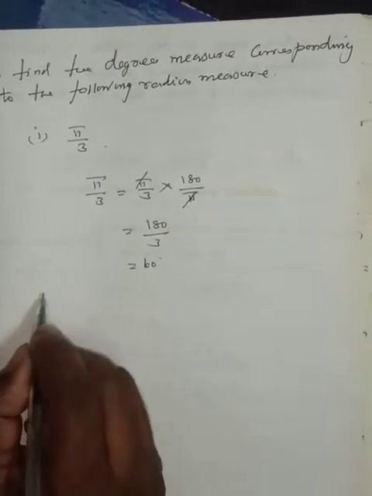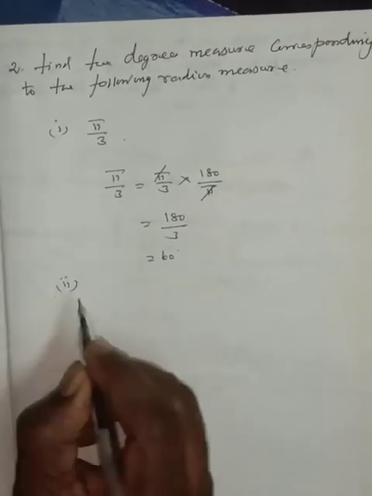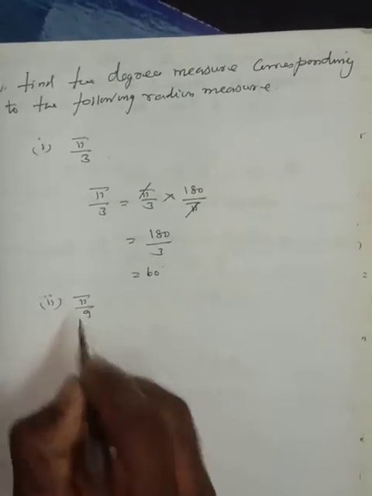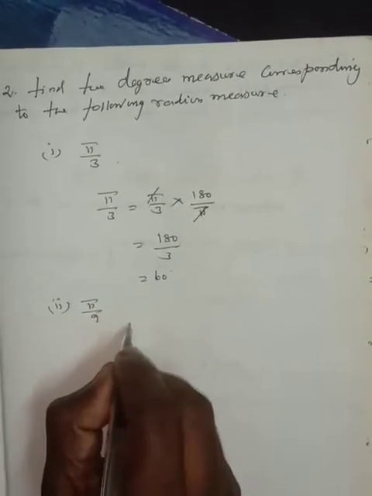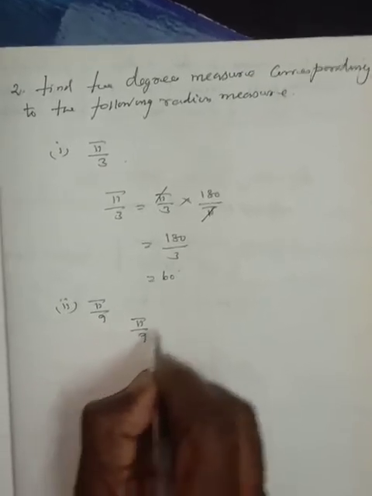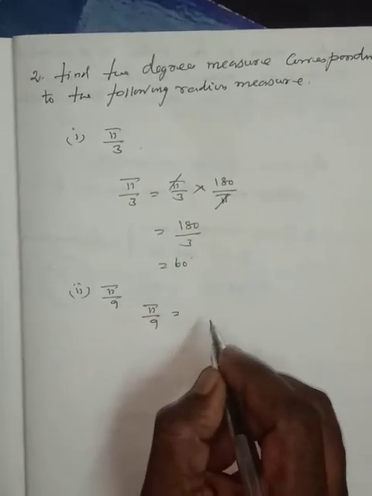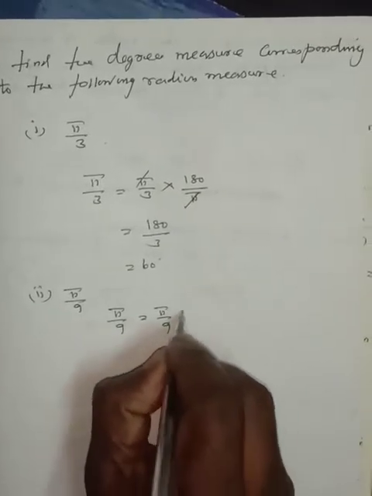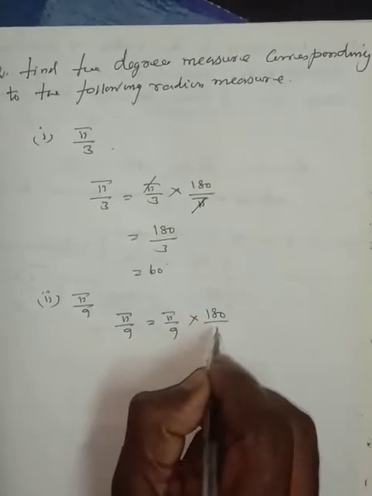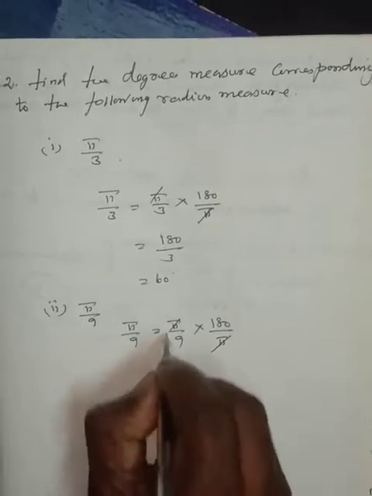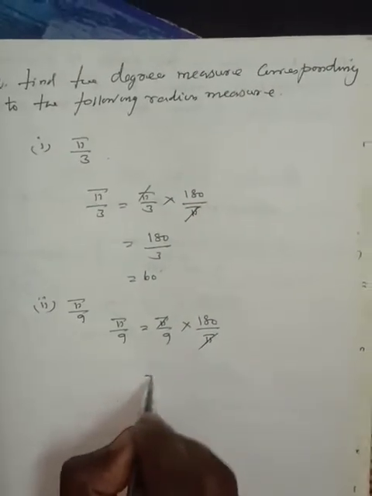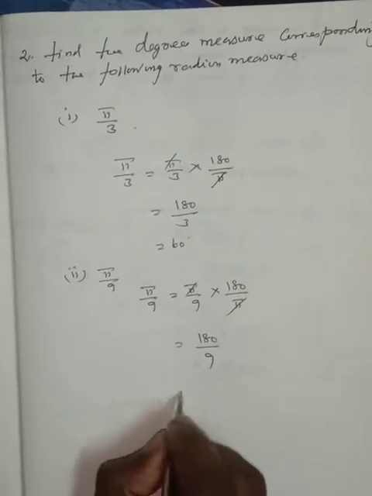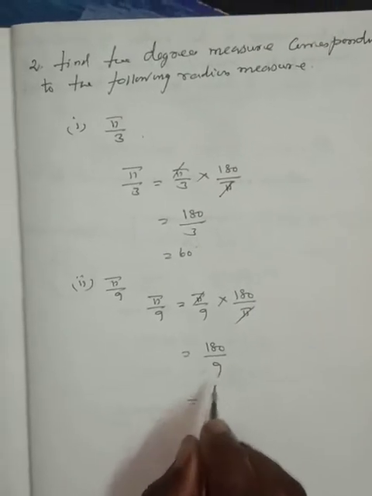Next, number 2, pi by 9. Pi by 9 is equal to pi by 9 into 180 divided by pi. Pi cancels. 180 divided by 9 is equal to 20 degree.